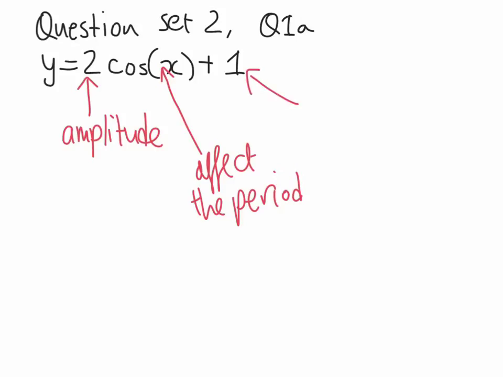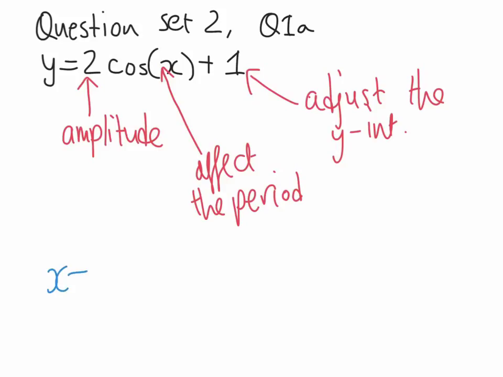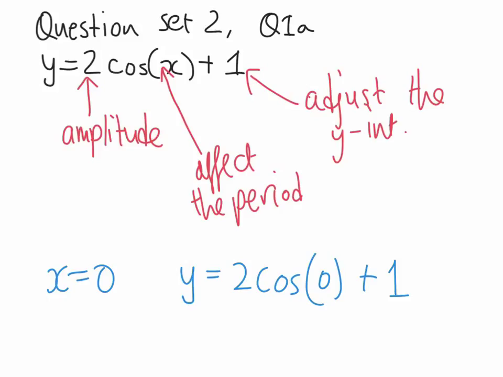And this number here will adjust the y-intercept. But it's not necessarily the y-intercept. So to find the y-intercept, you have to let x equal 0. And then you get y equals 2 cos of 0 plus 1. And cos of 0 is 1. So you get 2 plus 1, which is 3. So your y-intercept is (0, 3).